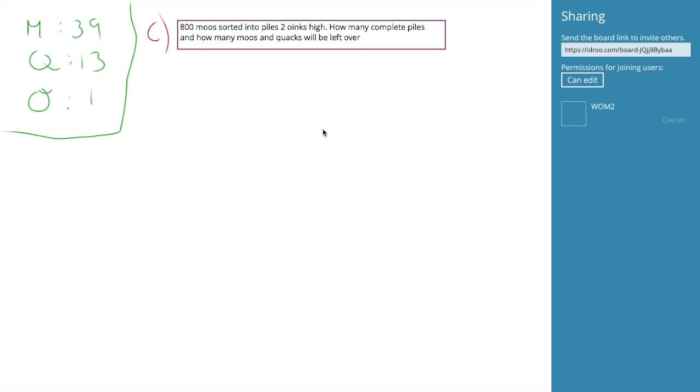Final question, which is probably the most confusing one. 800 moos are sorted into piles 2 oinks high. How many complete piles and how many moos and quacks will be left over? Obviously, again, we have two different units. We have the moos and the oinks, and the key is to convert them to the same units. In this case, we know that 2 oinks are equal to 39 times 2, which are 78 moos.